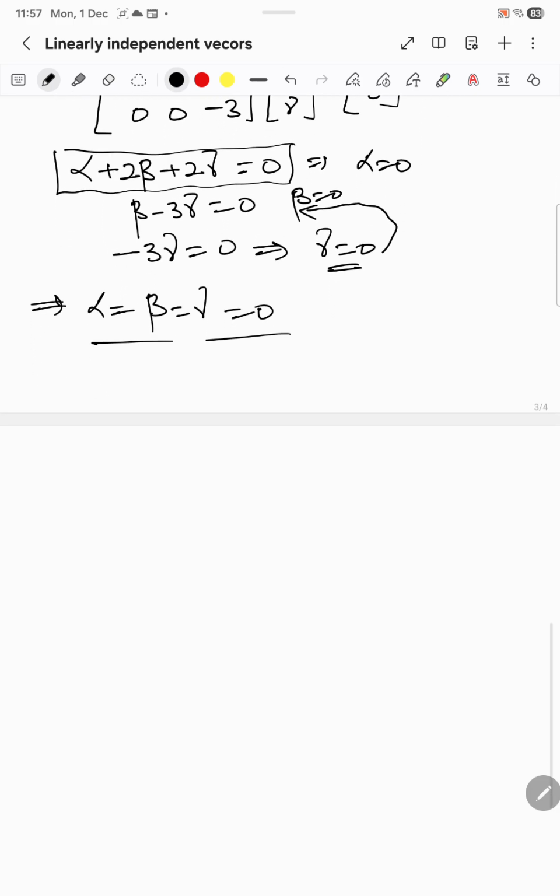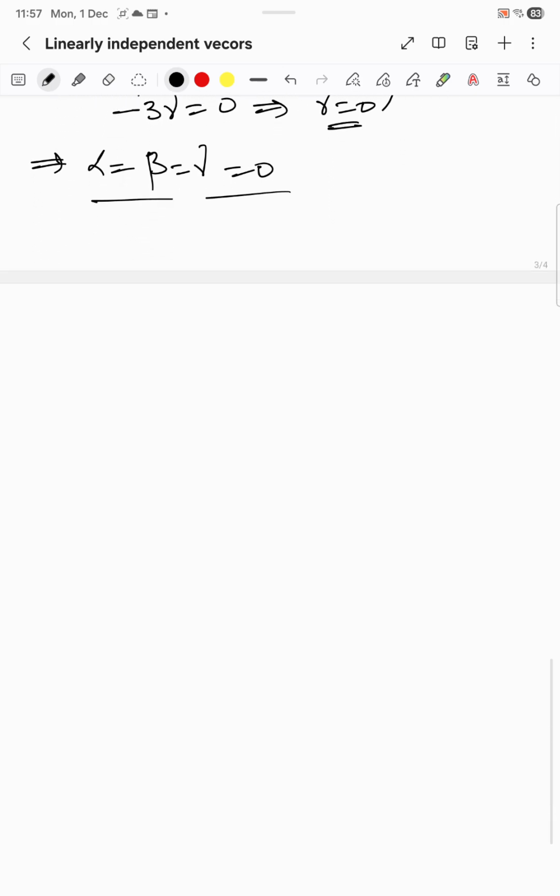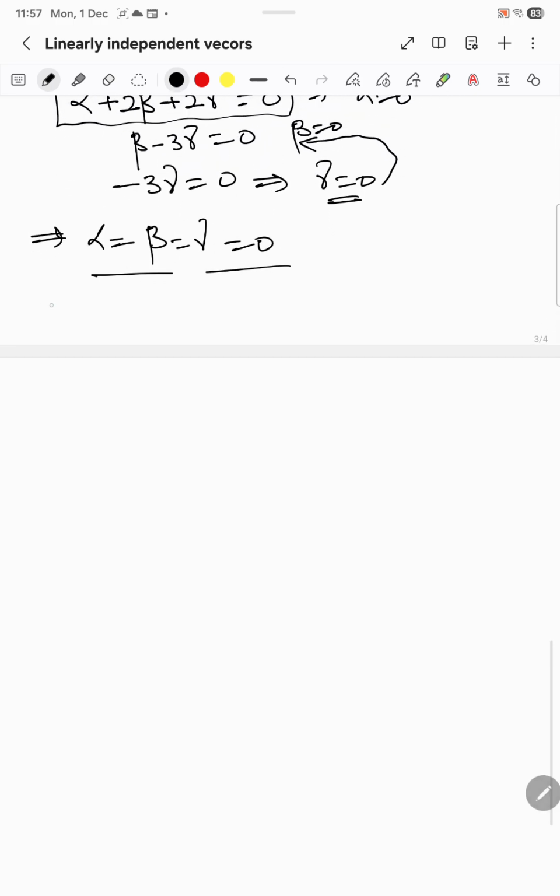As we are not having any non-zero solution, this implies that the vectors are linearly independent, right? The vectors are linearly independent. So let us take one more example here.